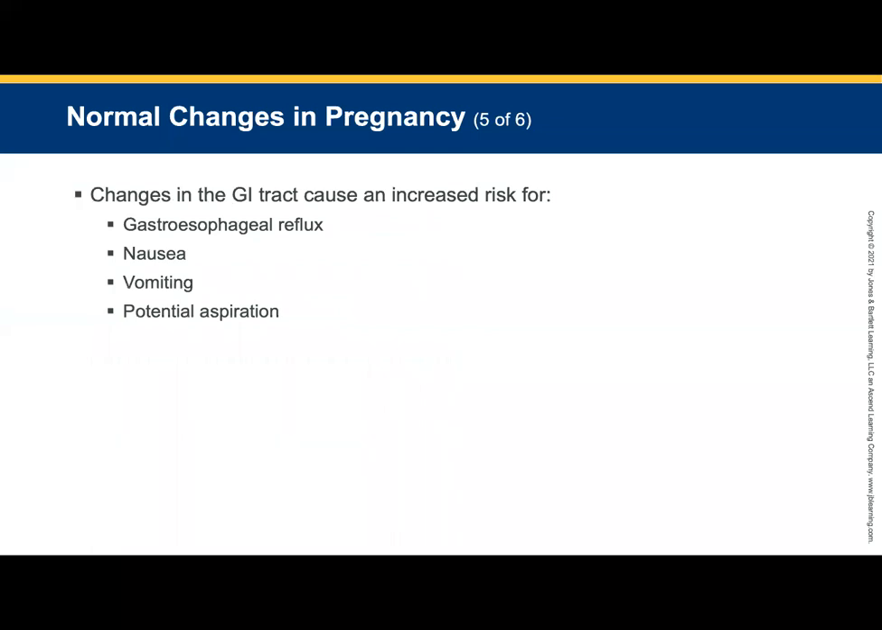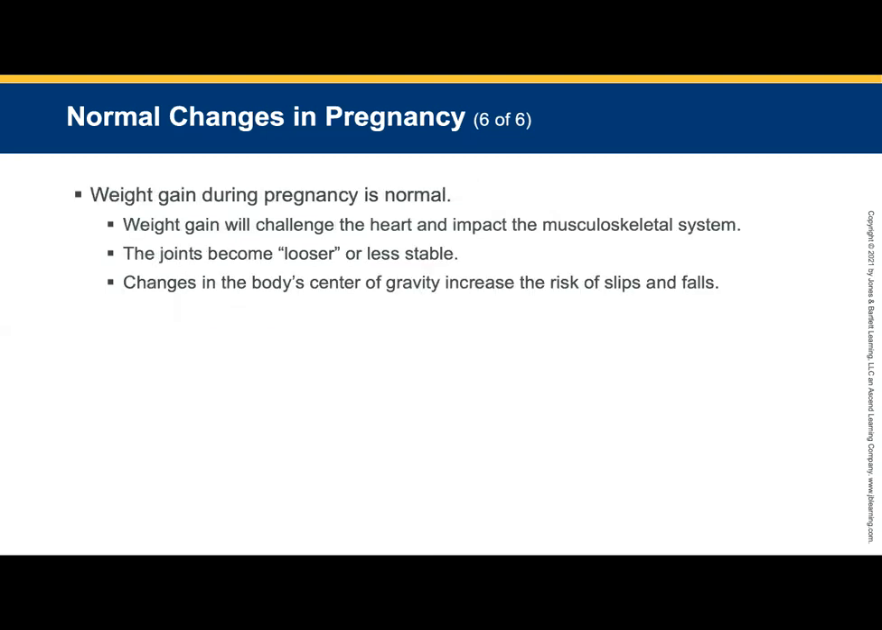So pregnant women are at an increased risk for GI reflux, nausea and vomiting, and potential aspirations because of the change of their GI tract. Because everything's being compressed, it's not allowing that extra space. It's all being compacted by that baby, so everything is smaller in that area. That's why they're having more trouble with GI issues.